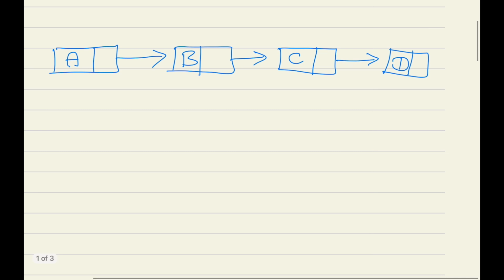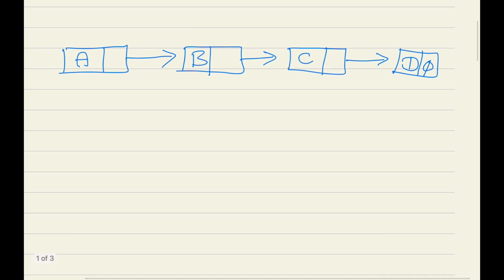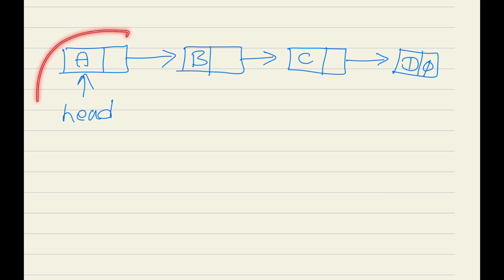Here you can observe A refers to B, B refers to C, C refers to D, and the link of D is null. That means D is not going to refer to any other node, and we have one reference, head or start, that refers to A. So, this is the structure of a single linked list. We have already discussed the concept of single linked list.